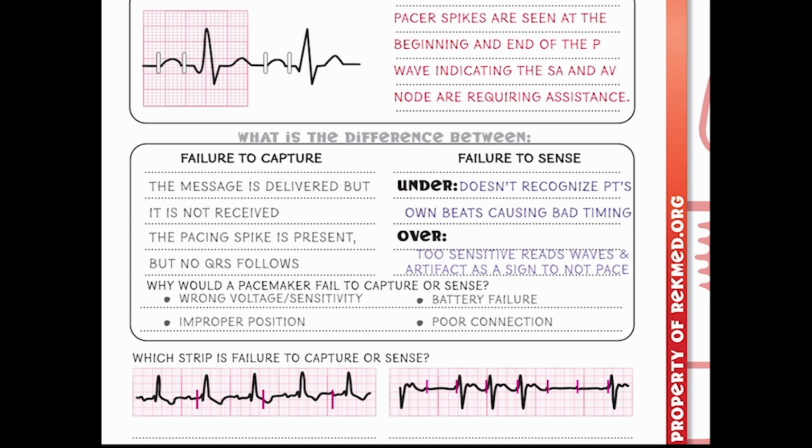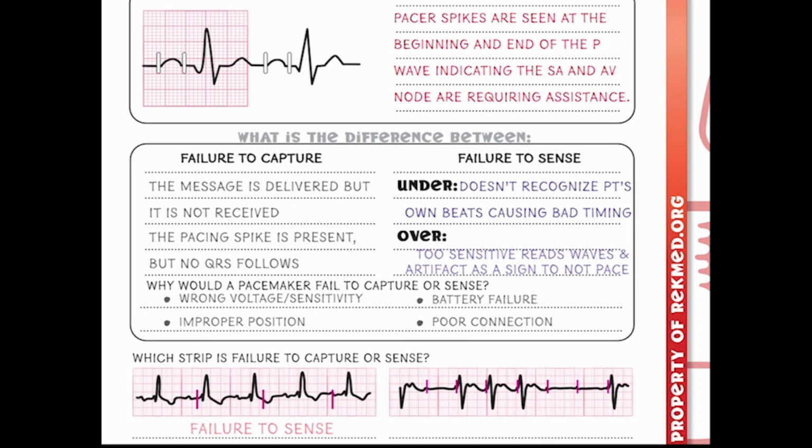So if we think about the first one, we went over failure to capture, where the messages are delivered, but they're not being received. We're seeing that there is a pacer spike present, but there's really not any QRS to follow because they're kind of all over the map. So we would actually say that this would be failure to sense, because this is not really recognizing the patient's beats. It's causing bad timing. And then if we think about oversensing, it's too sensitive. So it'd be reading the waves or the artifact as a sign not to pace. So this rhythm right here is going to be our undersensing.